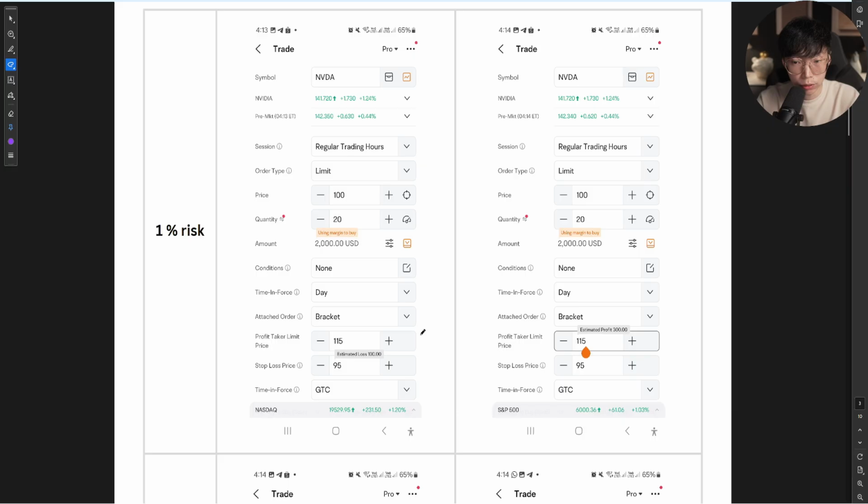Okay, so the next example is over on your right. If you key in a quantity of 20, then you look at this take profit area, because our take profit price is actually $115.